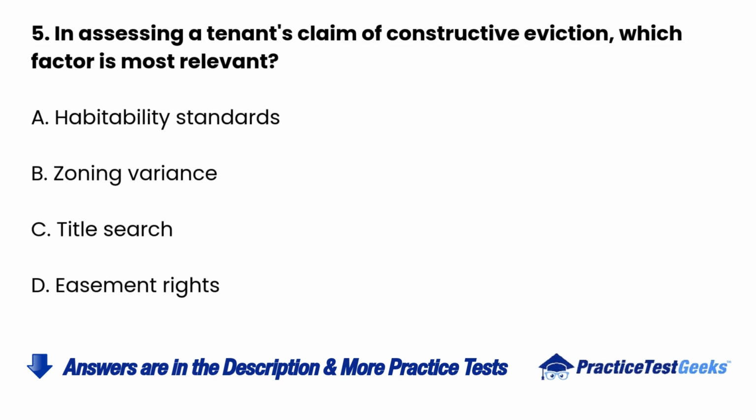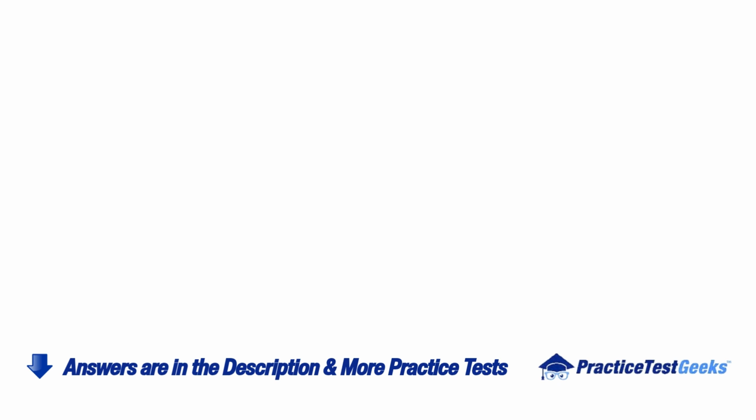5. In assessing a tenant's claim of constructive eviction, which factor is most relevant? A. Habitability standards. B. Zoning variance. C. Title search. D. Easement rights.